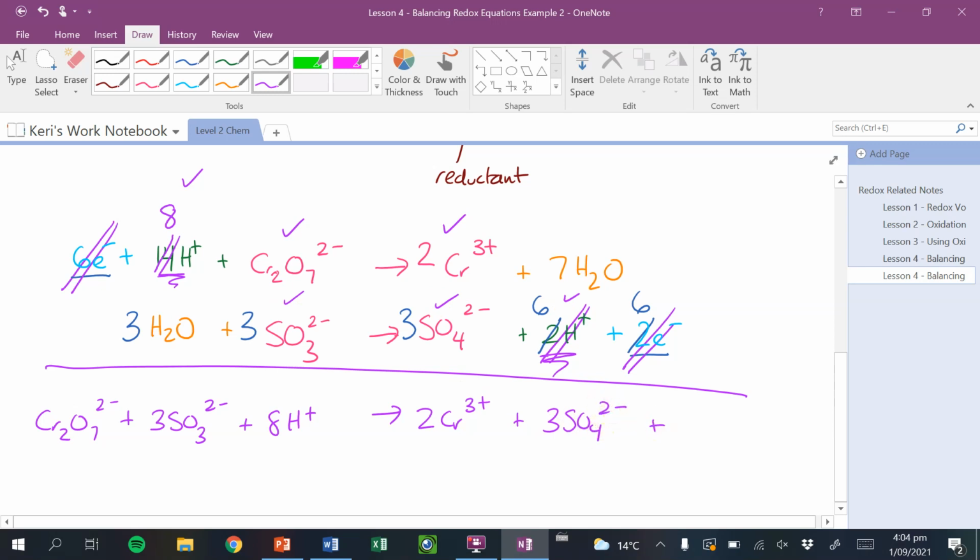And then once again, we're looking at the waters at this point because we've taken care of the hydrogens. So I see there's 3 waters on this side and there's 4 waters on this side. So all these 3 waters will go away, and 7, I'm subtracting away 3. That brings that to 4. So 4H2O. And that's my final equation.